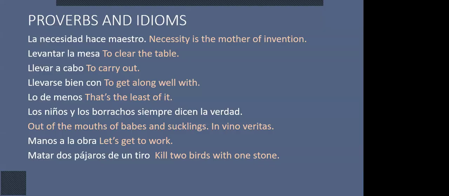Out of the mouths of babes and sucklings. Okay, or in vino veritas. I've said this a couple of times, and it doesn't always work. I don't always find a connection. Sometimes I need to look for it.